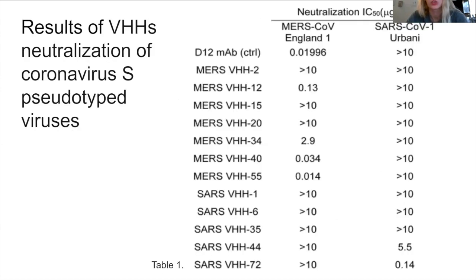So here are the results of the neutralization assay. What you're looking at in these values is the lowest number. Essentially, these values represent the concentration required from each antibody to neutralize at least 50% of the virus. So the antibodies of interest here are MERS 55 and SARS 72. They show the lowest concentration, meaning that they have the highest neutralization ability.